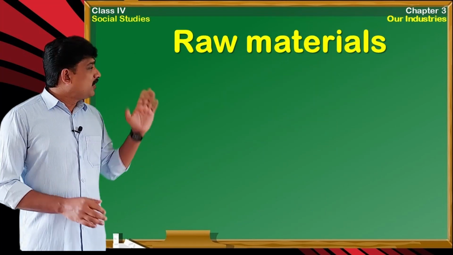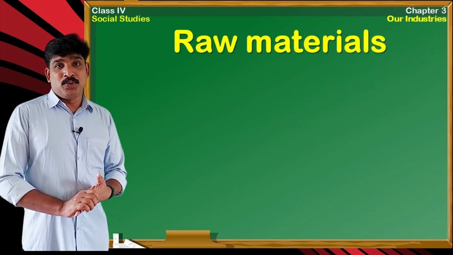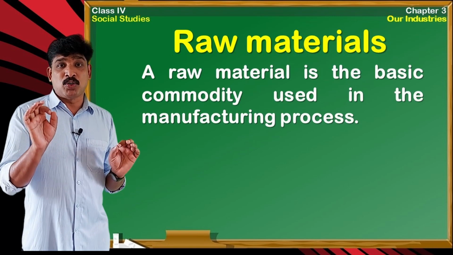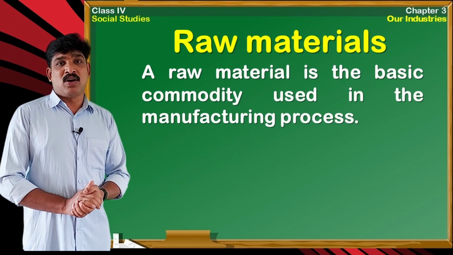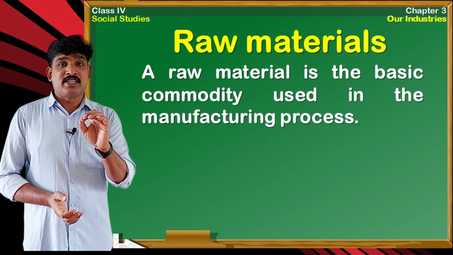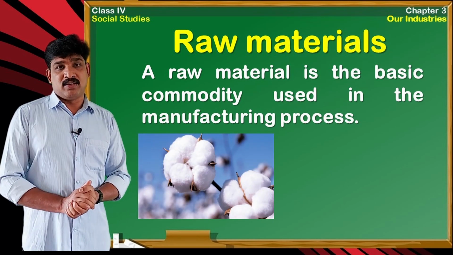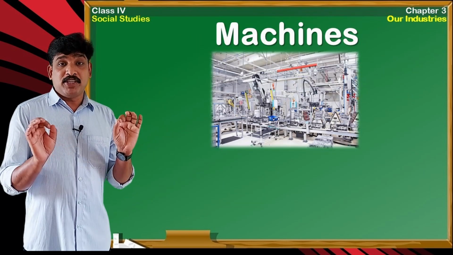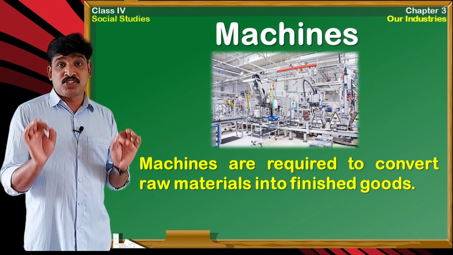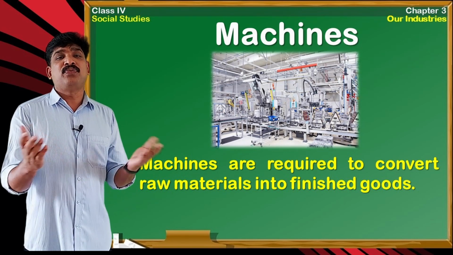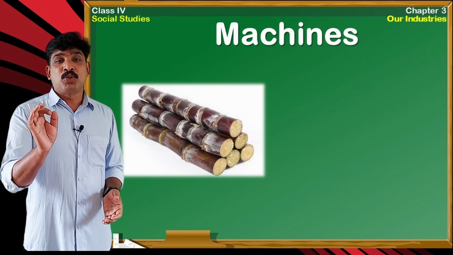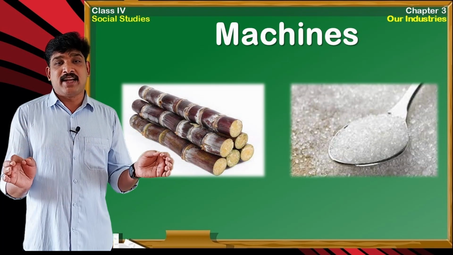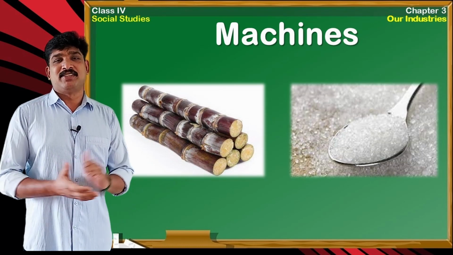Let's start with raw material. I have already told you about raw material. A raw material is the basic commodity or good that is used in the process of manufacturing. For example, cotton is a raw material for making cloth. Next is machines. Machines are required to convert or change raw materials into finished goods. For example, sugarcane is the raw material that is converted into sugar or jaggery with the help of machines.